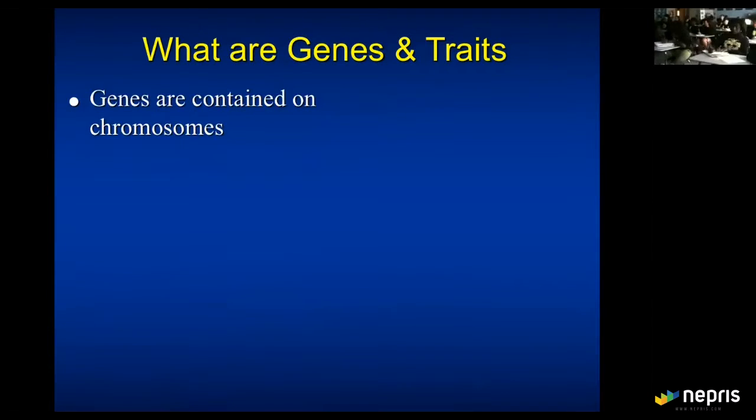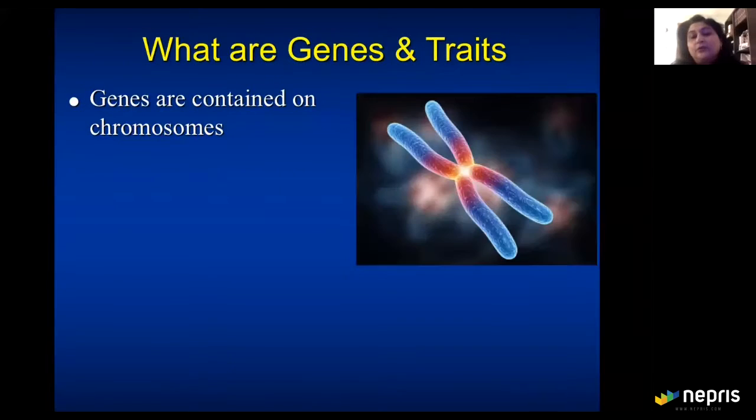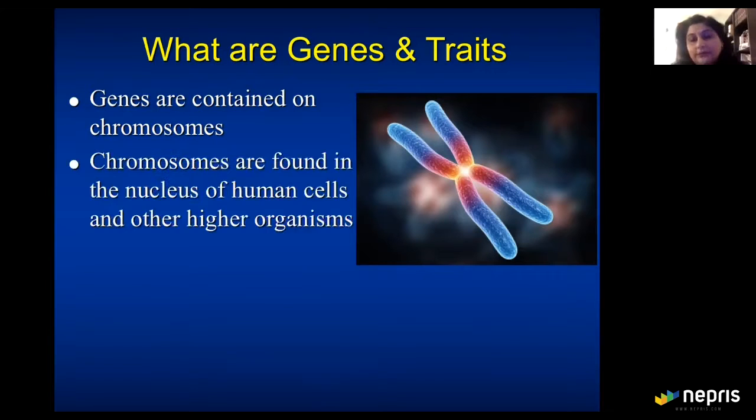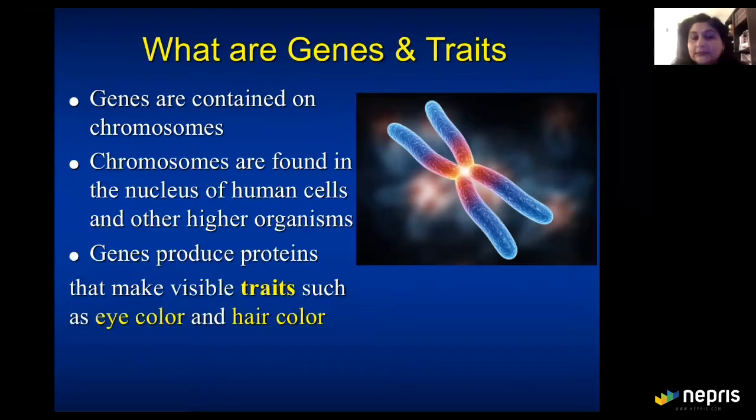So what are genes? As I am assuming you know, they are contained on the chromosomes. Now this is a picture of a chromosome. It's pretty cool. Not that it looks like this in our body, but this is how we see it under a microscope. It's always fluorescent. So this is a chromosome. Genes are contained on this chromosome. And we know the chromosomes are found in all the cells.